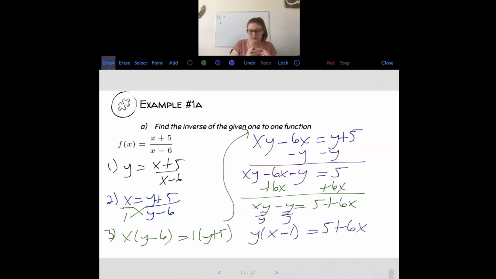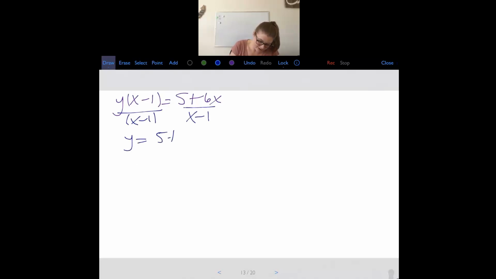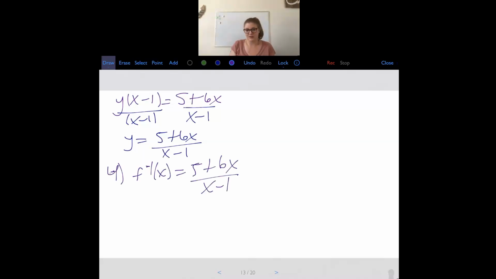Okay, so we're still on step 3. I'm going to rewrite this and go to the other slide. So I have y times x minus 1 is equal to 5 plus 6x. Now to solve for y, all we need to do is divide by x minus 1. So we have y is equal to 5 plus 6x over x minus 1. And my last step is to use inverse notation. So instead of y, I have f inverse of x is equal to 5 plus 6x over x minus 1. Okay. Phew, a lot of fractions there.